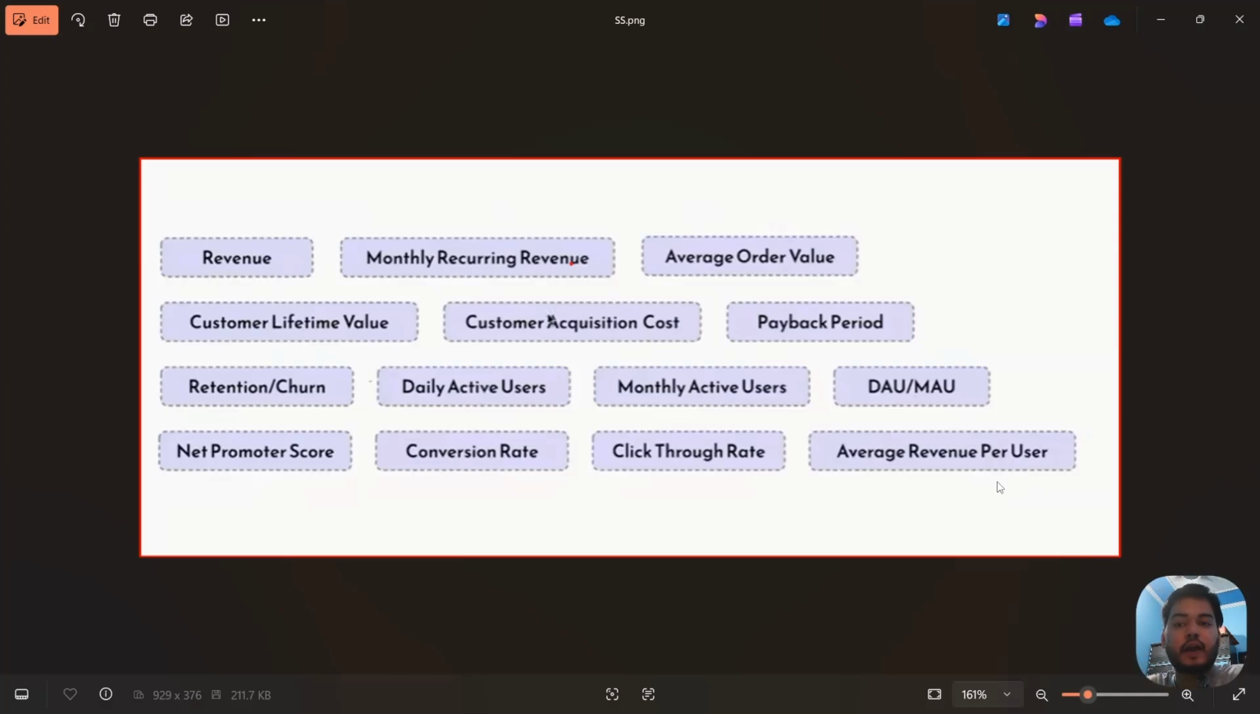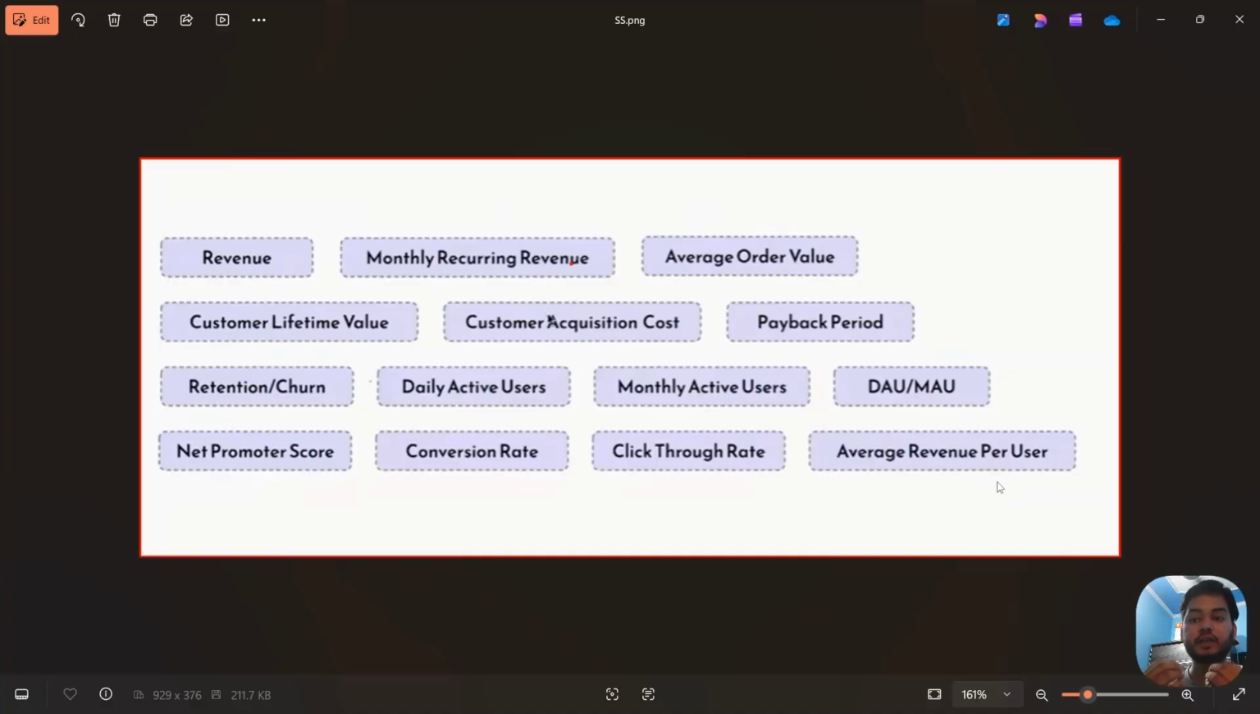The average cost of acquiring one new customer through marketing and sales effort is your CAC, customer acquisition cost. It means how much money a company needs to spend in order to get a customer to buy their product or service. So this is customer acquisition cost.